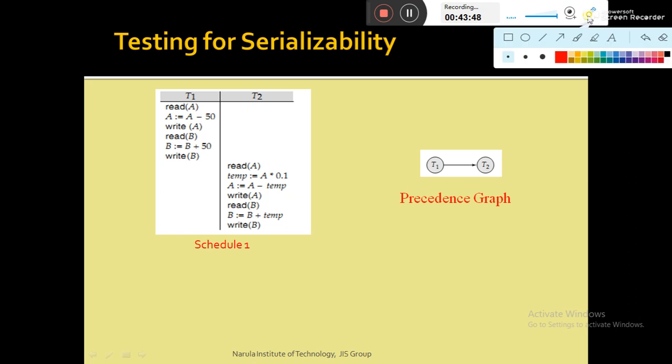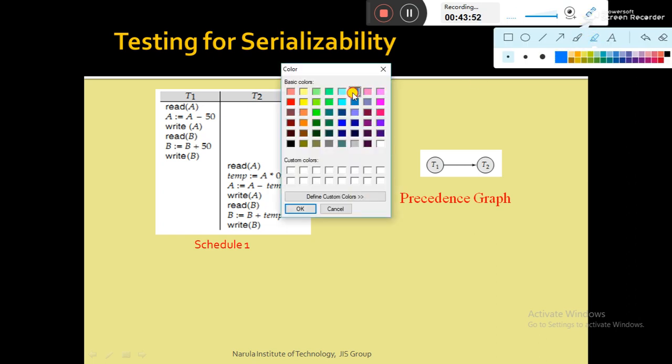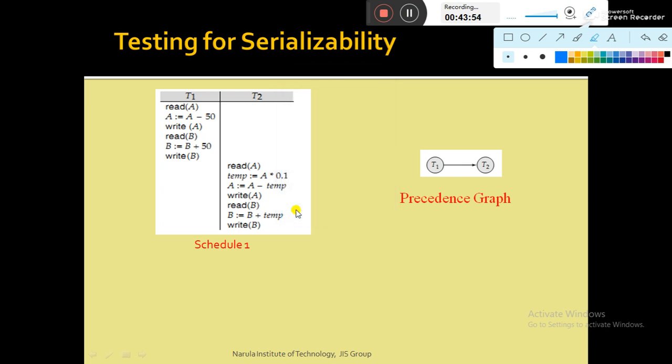Suppose schedule 1 is given. Now we have to check with the help of a precedence graph whether schedule 1 is serializable or not. But before that, we have to first make a precedence graph. How to make a precedence graph from schedule 1?